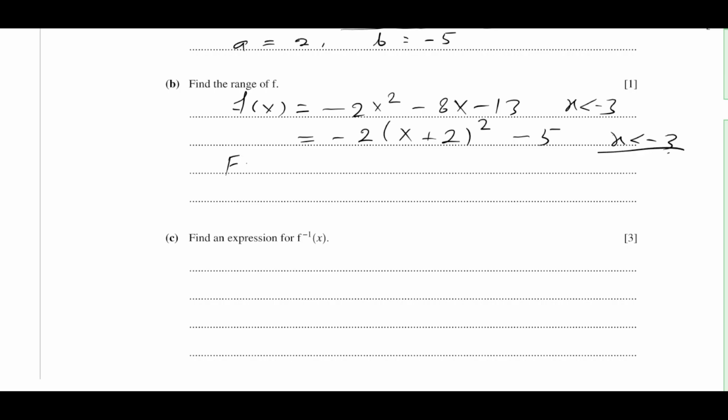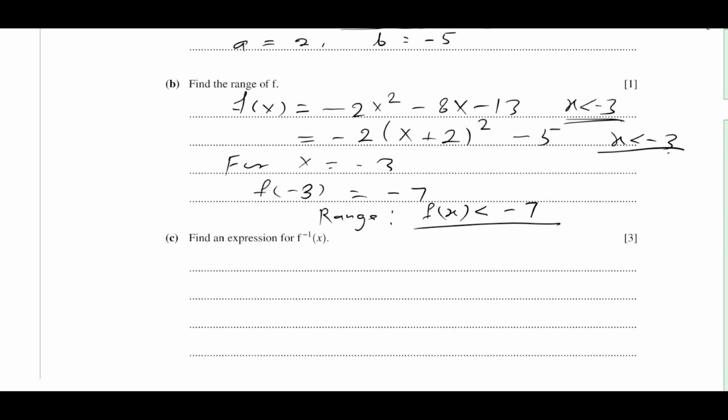So for x equals minus 3, because the highest value of x is minus 3 only. When I put x equals minus 3, minus 3 plus 2 becomes minus 1. Square of minus 1 is 1. 1 into minus 2 is minus 2. Minus 2 minus 5 is minus 7. So f of minus 3 is minus 7. This function will take a value less than minus 7, because here x cannot take the value minus 3 but less than minus 3. So the range is f(x) less than minus 7. This is the range.